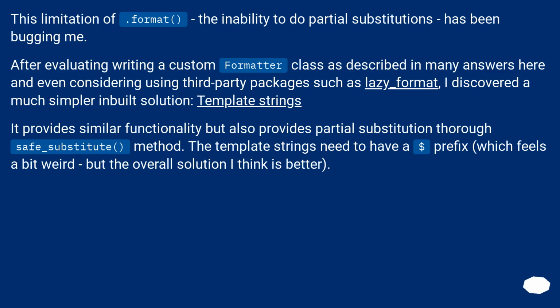This limitation of dot format, the inability to do partial substitutions, has been bugging me. After evaluating writing a custom formatter class as described in many answers here, and even considering using third-party packages such as lazy_format, I discovered a much simpler inbuilt solution: template strings. It provides similar functionality but also provides partial substitution through the safe_substitute method. The template strings need to have a $ prefix, which feels a bit weird, but the overall solution I think is better.